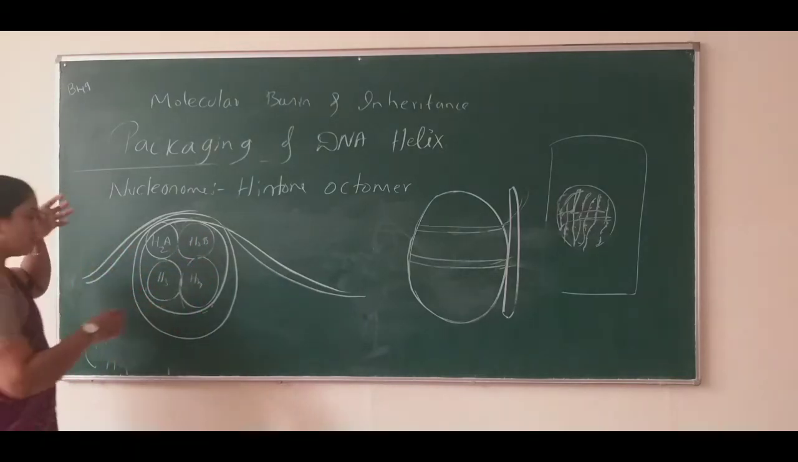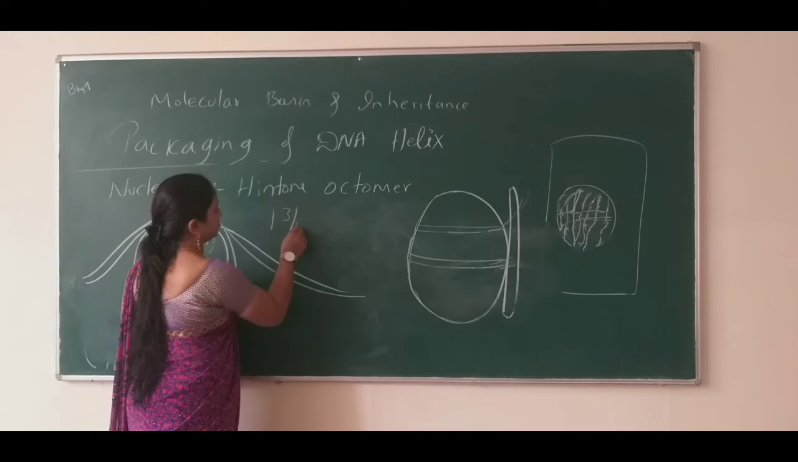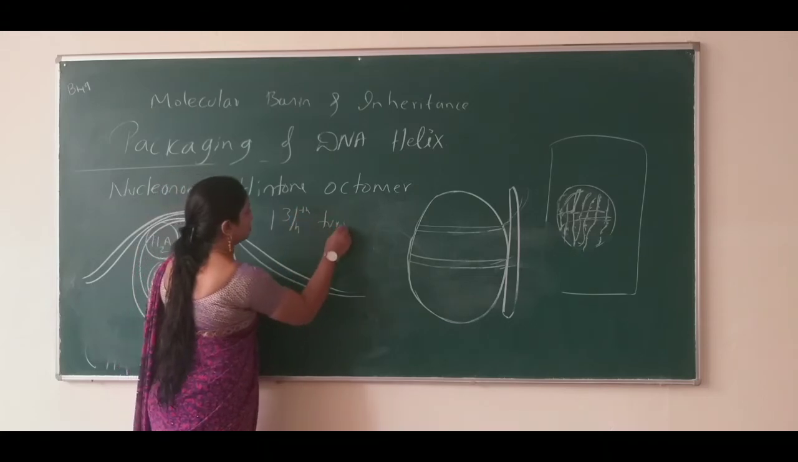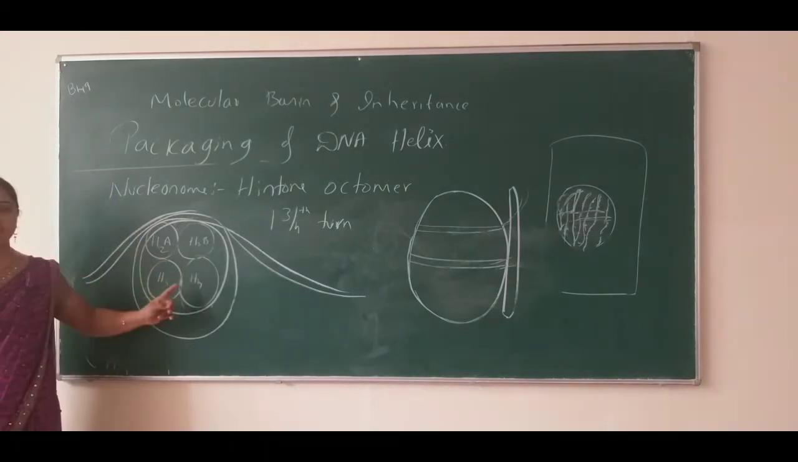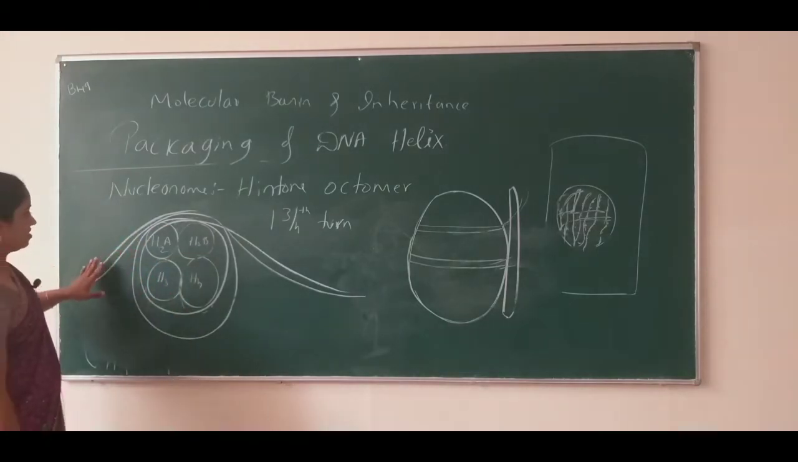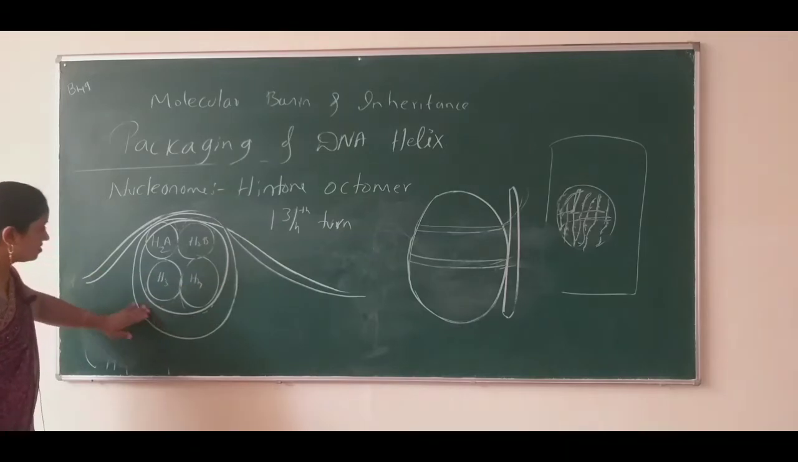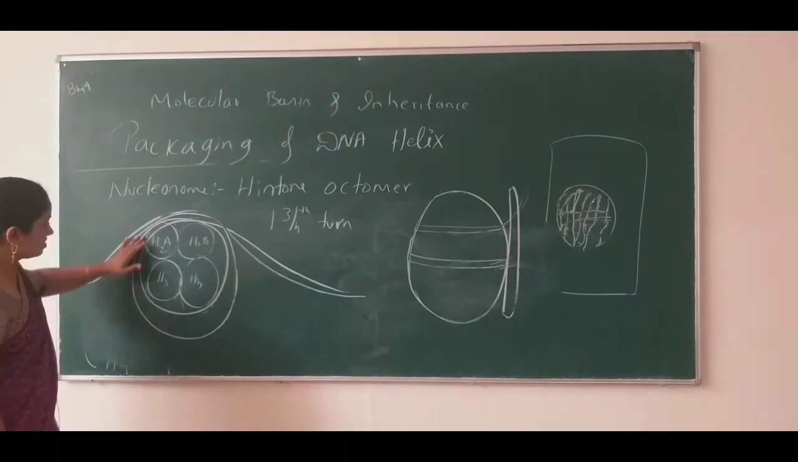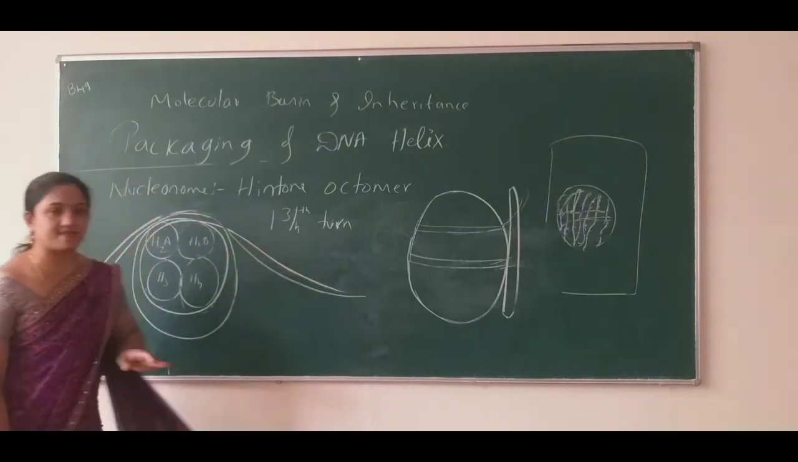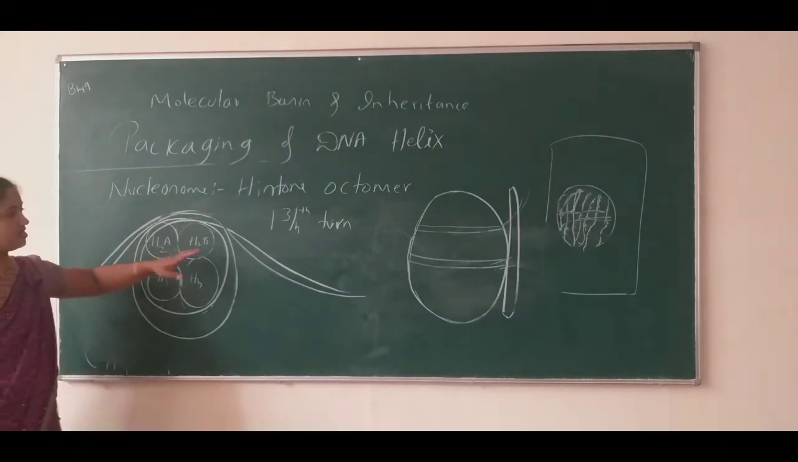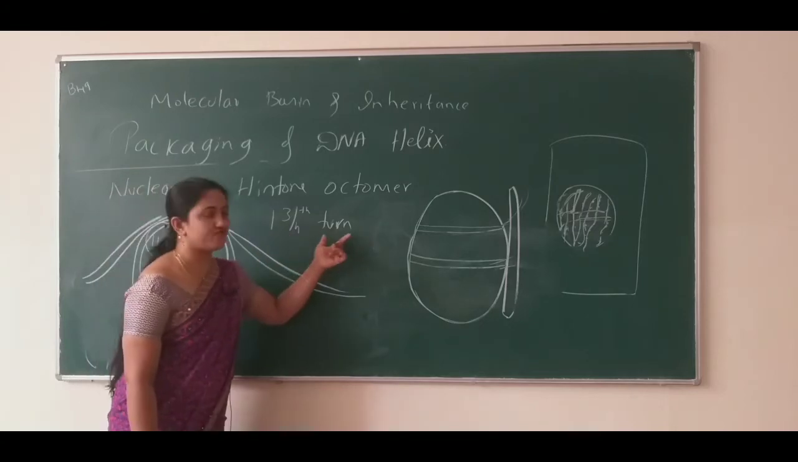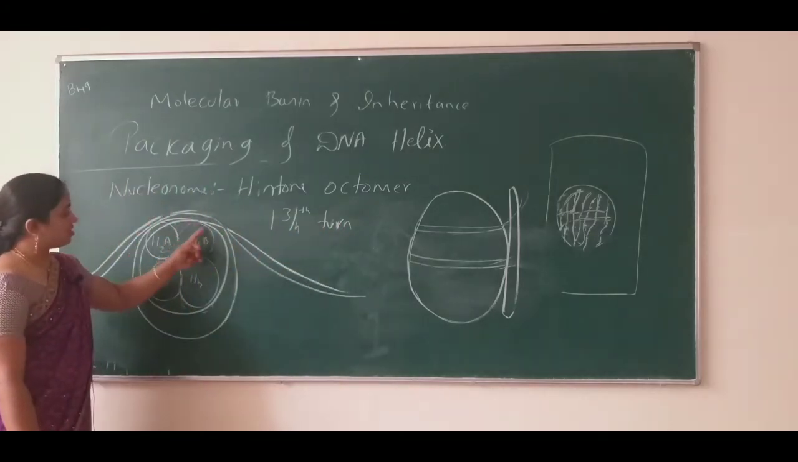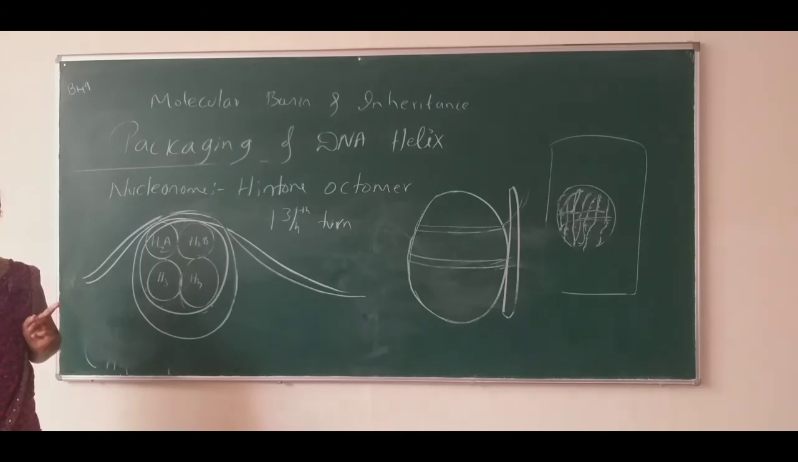1 3/4 turn around the histone protein. So are you following me? One turn, one more turn, and then separation. So in total the DNA is taking 1 3/4 turn around the histone proteins.